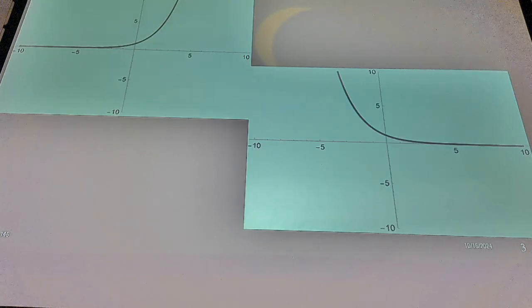So let's just look at that right now. How are those two graphs related? Let's say it that way. It's a reflection. And specifically, it is a horizontal reflection. Actually, it's about the y-axis.